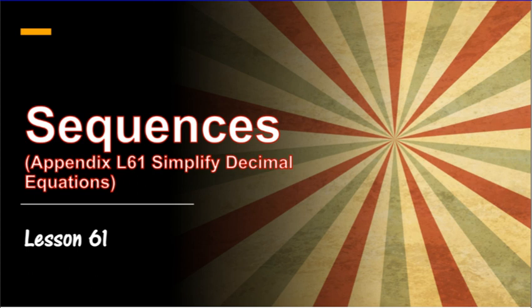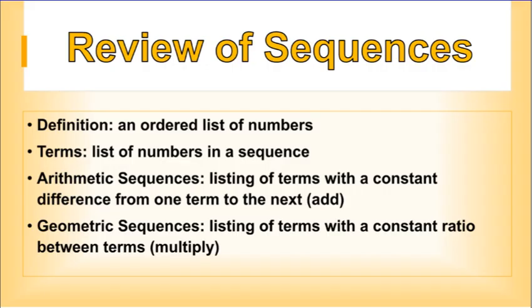Lesson 61, sequences, and then we'll also go through the appendix from lesson 61, simplifying decimal equations. First off, let's review what a sequence is. A sequence is just an ordered list of numbers. And these numbers of the sequence we call terms. So terms are just a list of numbers in a sequence.